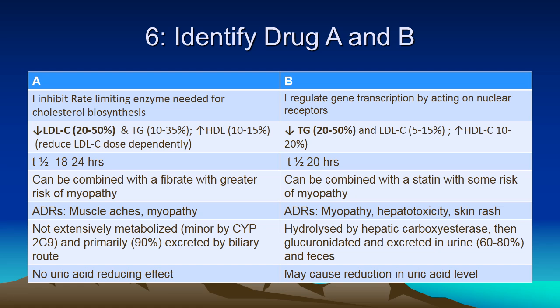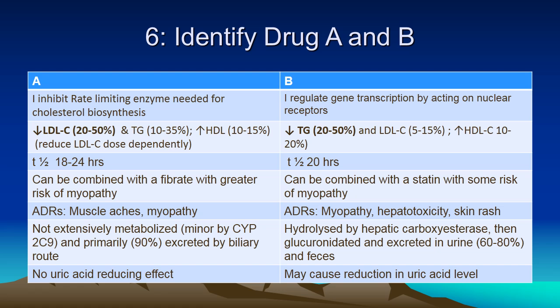Drug A can be combined with a fibrate, but when it is combined with gemfibrozil, there is a greater risk of myopathy. Drug B can also be combined with the statin, and there is some risk, although it is less, of myopathy. Adverse drug effects are muscle aches and or myopathy. Myopathy, hepatotoxicity, skin rash are seen with drug B.